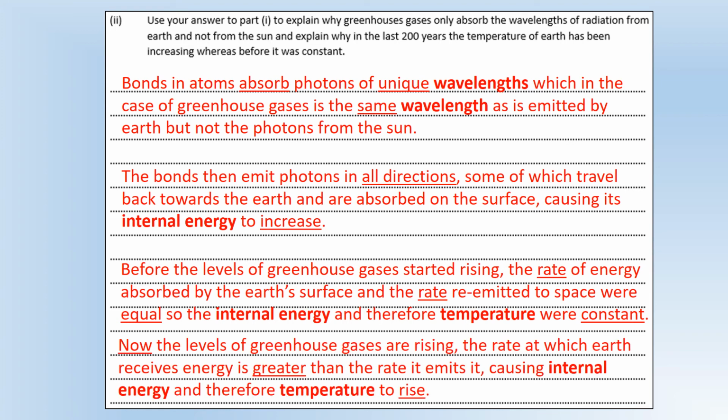But now we're starting to artificially increase the levels of CO2 in particular. The rate at which the Earth is absorbing or receiving energy is now greater than the rate it emits it, and that means its internal energy and temperature is rising, as has been measured over the last few hundred years and is projected to continue to do so. Okay, so that's the link between radiation and global warming.